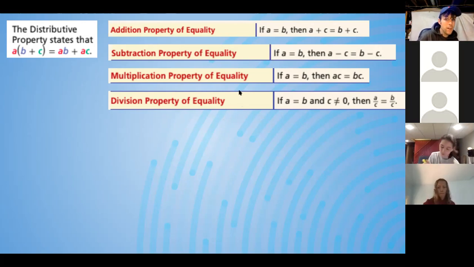So those are the basic ones. These are the ones that are most commonly used when we're going to be trying to solve an equation. We're going to have to add something to both sides of the equation. We're going to have to subtract something from both sides of the equation. We're going to have to multiply or divide, right? Those are the most common things that we're going to have to do regularly.